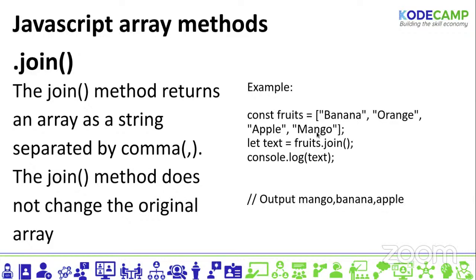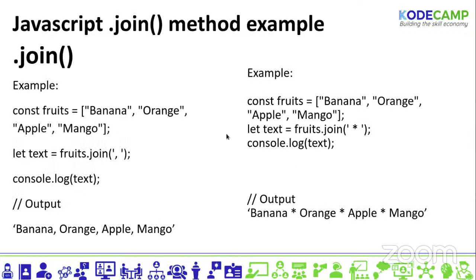But there's an advantage of using join over toString. This is it. If you use join and then you set the criteria at which they should be joined, so if you say they should be joined by having a comma and a space, it will now join banana with orange by having comma and space here. Then orange with apple, and then it will have comma and space here. Then if we want to join it by star, you can join by anything you want.